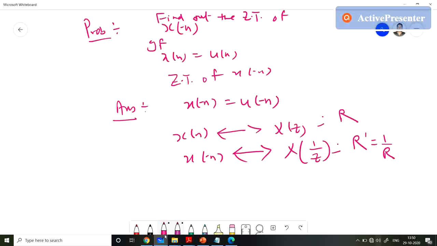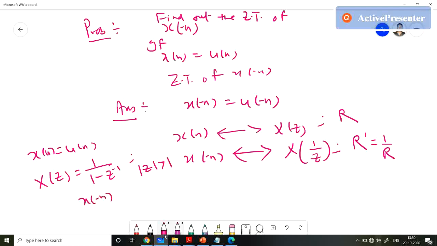So what is the solution for this problem? If x[n] is equal to u[n], then the z transform is 1 divided by 1 minus z inverse, and the ROC is modulus of z greater than 1. Now we have x[minus n], that is u[minus n]. So the z transform of this is X dash z. It is simply 1 divided by 1 minus, just replace z with 1 by z, so it will become z only.